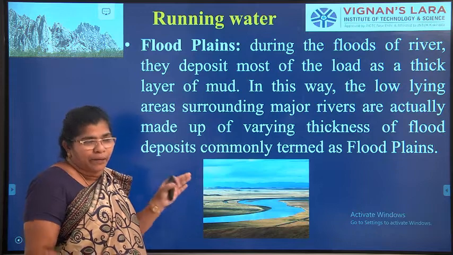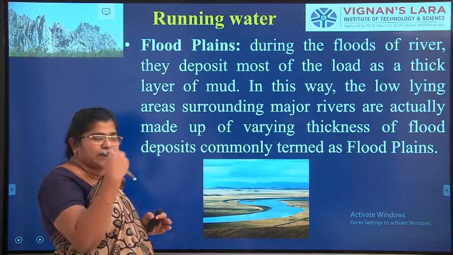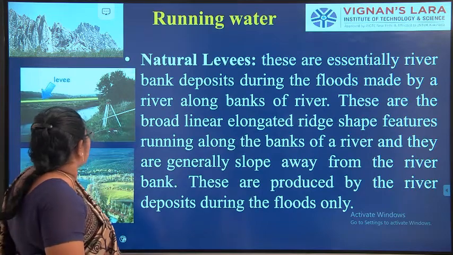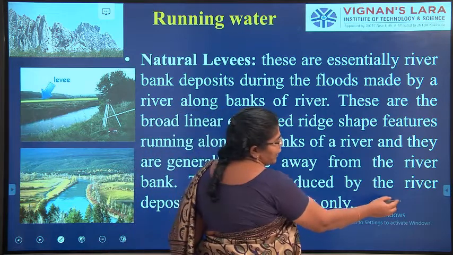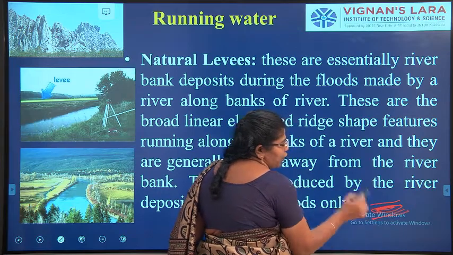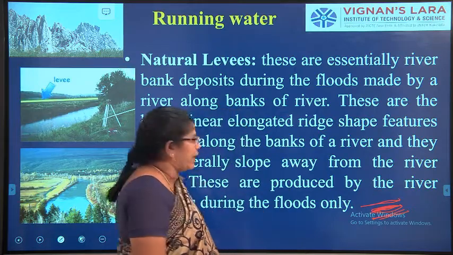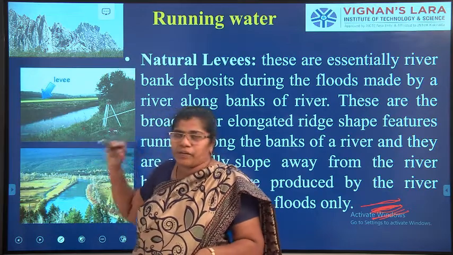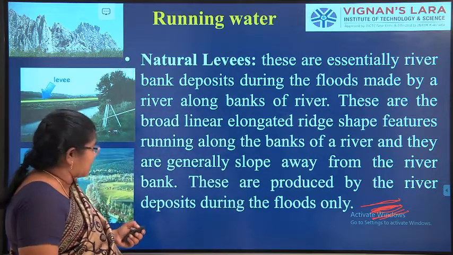What happens now? The soil particles are taken and deposited, and sometimes the course of the river itself will change. That we call the flood plains. The next one is the natural levees. In irrigation, if I lay one layer of earth, then I will have another layer of crops. One layer of crops, then another, and in between I have a levee. Like that, the formation of levees happens automatically due to the water flow.